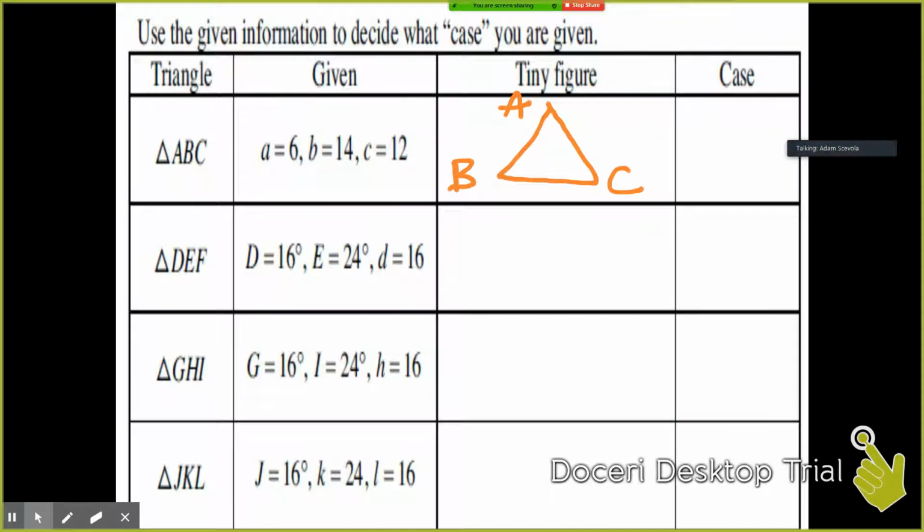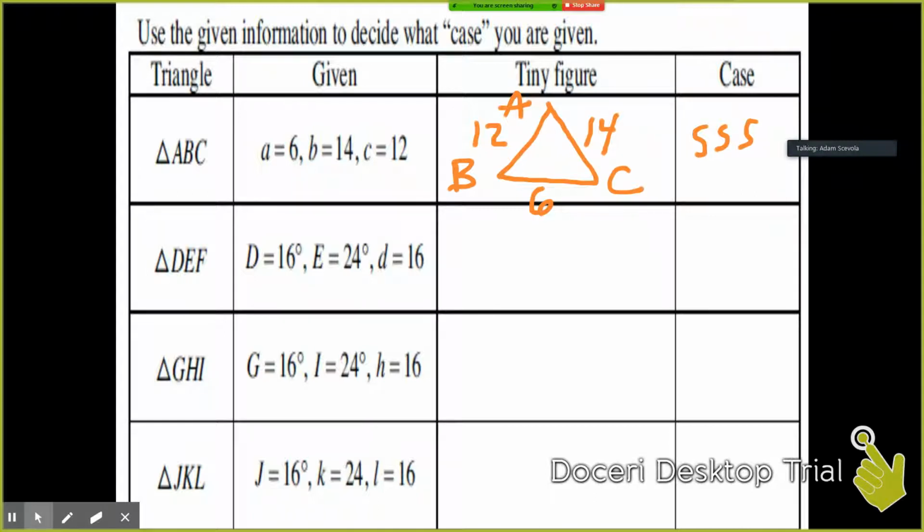The sides with the same letter are opposite the angle with the same letter. So if that's angle A in the picture, then that's going to be side 6. Then this side length would be 14, and this side length will be 12. Every time we solve these, we want to know what the case is and what we're given. So this would be side, side, side.